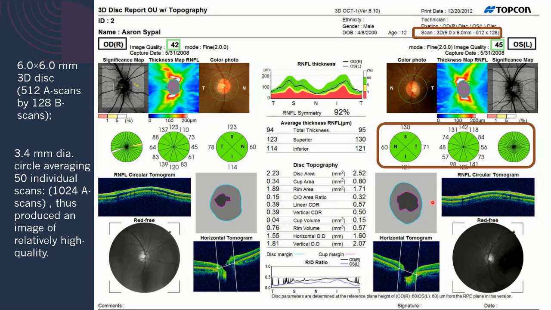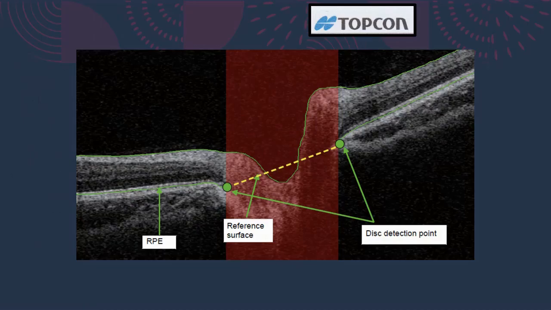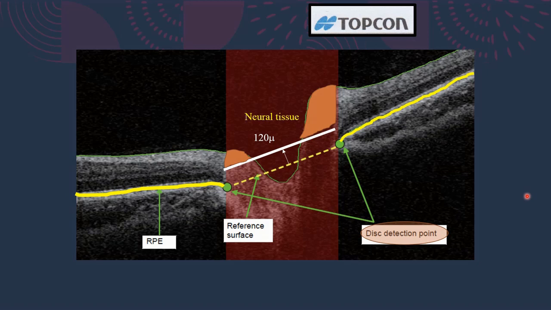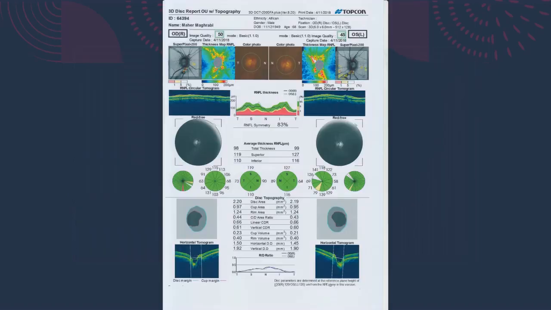Here the segmentation is checked. Here this is the end of the retinal pigment epithelium. The Topcon determines the end of the retinal pigment epithelium, then goes up for 120 microns, then everything above that is neural tissue, and below it is the cup area. And you can see it's written here.